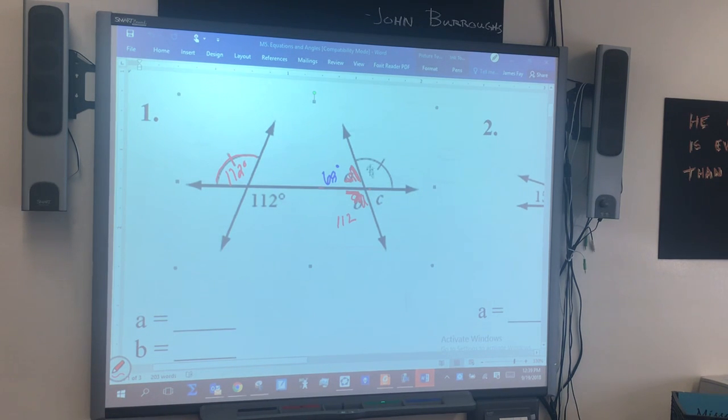Okay? What's angle C going to be? 68. Why? Because it's vertical angle. Absolutely. It's vertical.